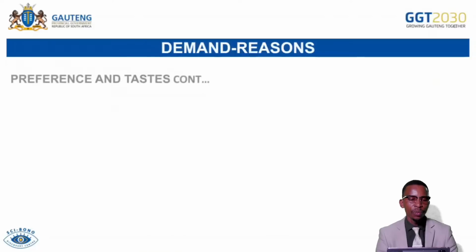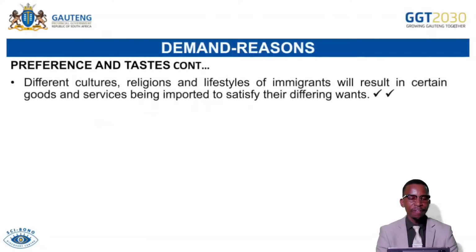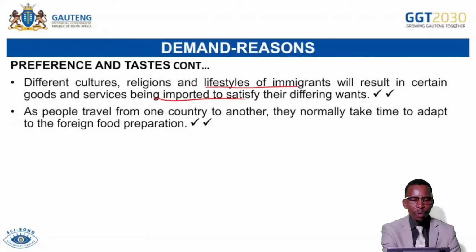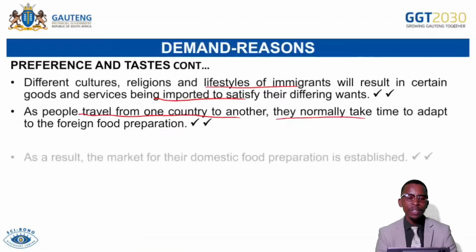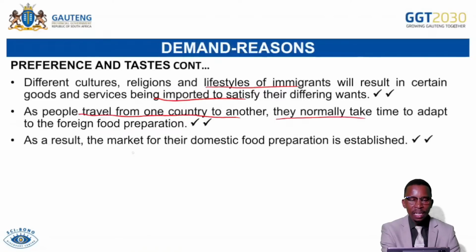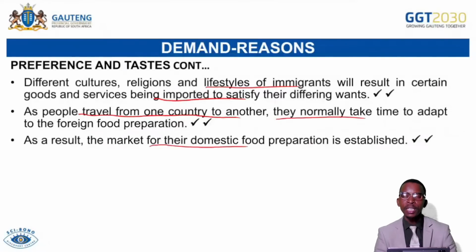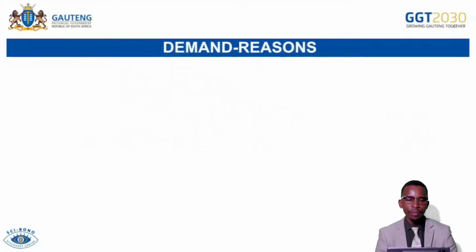And then we continue. Preference. Different cultures, regions, and lifestyles of immigrants will result in certain goods and services being imported to satisfy their differing needs and wants. As people travel from one country to another, they normally take time to adapt to the foreign food preparation. Therefore, they will have to import. As a result, a market for their domestic food preparation will be established.